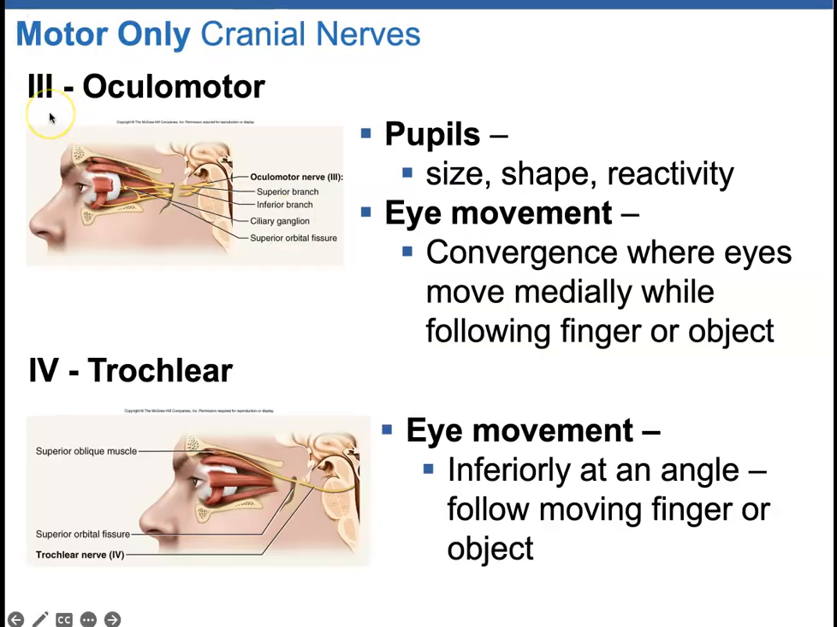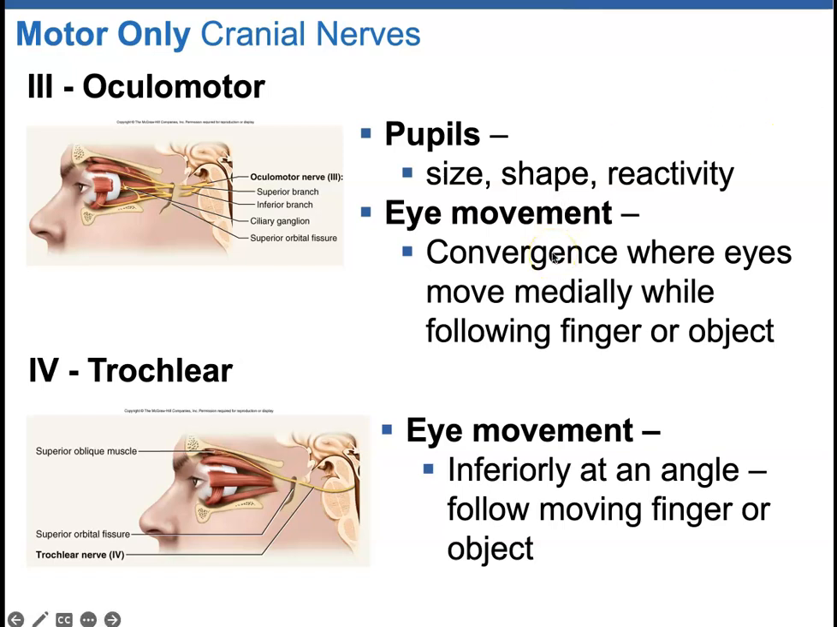So the third cranial nerve, the oculomotor, affects the pupils in terms of their size, their shape, and their reactivity. When you're looking at the pupil, are they pinprick, or are they really dilated, or are they normal? That is what the oculomotor nerve test would be. The reactivity is very important because when you shine a light, if the oculomotor nerve is working and activating, it's going to constrict that pupil. So that's what it means to be reactive. You take that light away, and now the pupil should dilate back to normal.